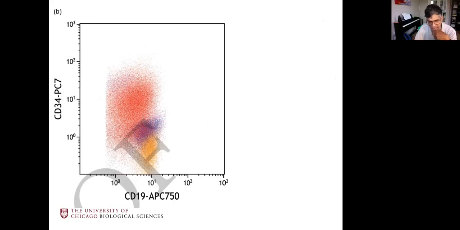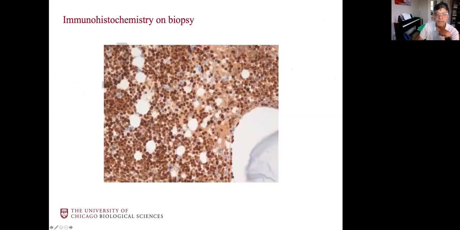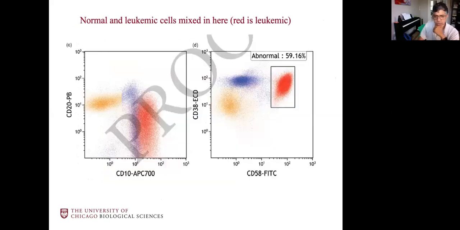There's a big red cluster, which is your blasts. And this is your CD19 positive normal B cells in blue and yellow or orange, whatever that color is. And you can see that they don't really express CD34. The blasts have dim CD19 relative to the normal B cells, and they express CD34 compared to the normal B cells.